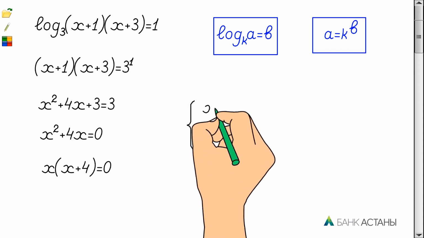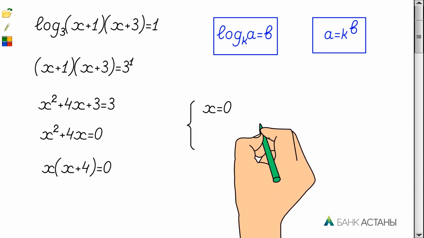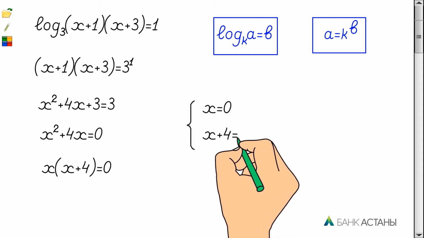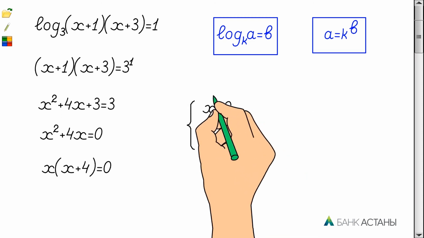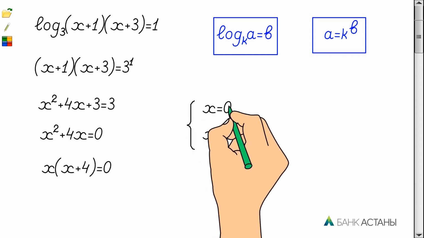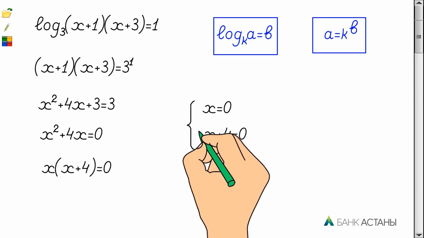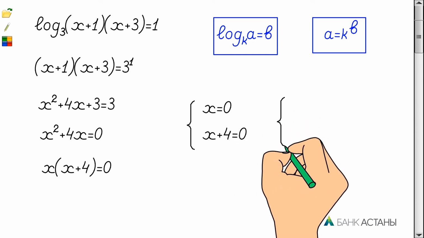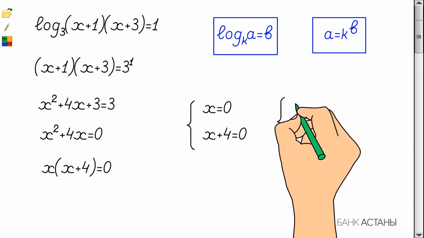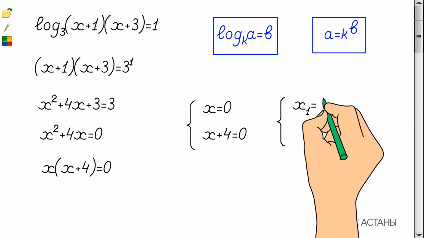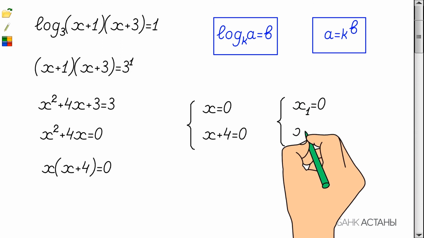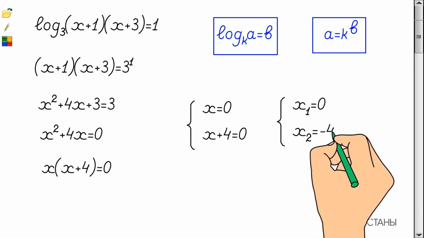x is equal to 0, and the second equation, x + 4 is equal to 0. So, one root of the equation, x, is 0. From the second equation, we find the second root. So, the first root x1 is equal to 0, and the second root of the equation, x2, is equal to -4.